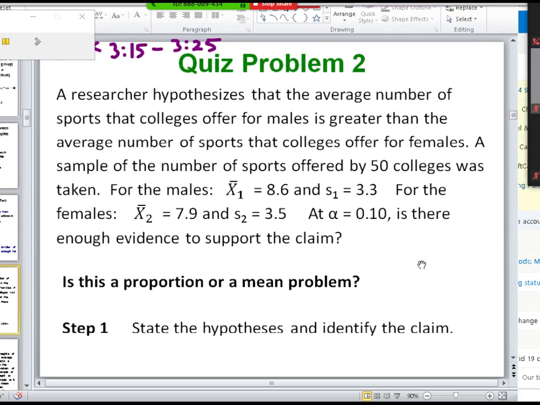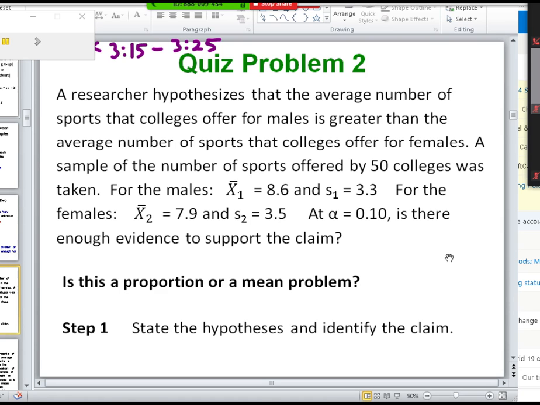All right, so here's your quiz problem number 2. Couple questions. Is this a proportion or a mean, guys? Is it a mean or proportion? Mean. It's a mean. How do you know? It says average right here, boom, right? It also says X bar. You have an X bar and the word average, so totally a mean.